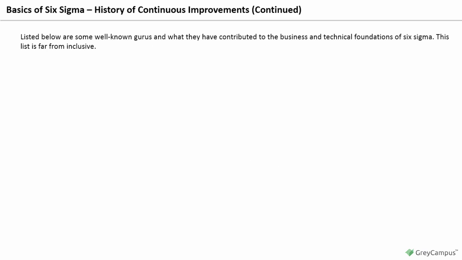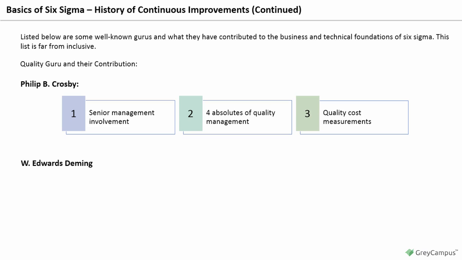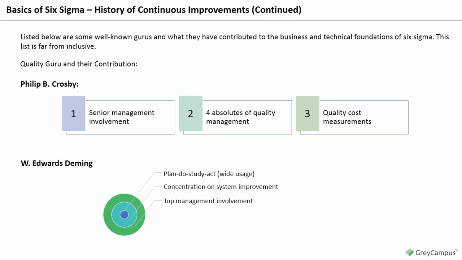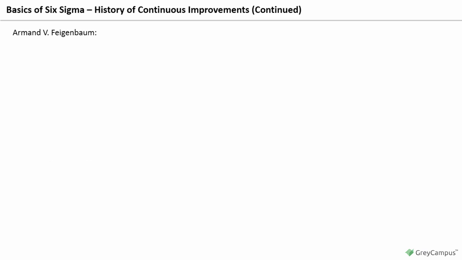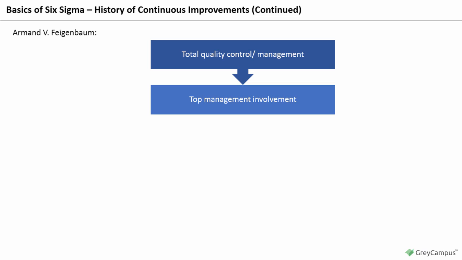Listed below are some well-known gurus and what they have contributed to the business and technical foundations of Six Sigma. This list is far from inclusive. Philip B. Crosby: Senior Management Involvement, 4 Absolutes of Quality Management, Quality Cost Measurements. W. Edwards Deming: Plan, Do, Study, Act, in wide usage. Top Management Involvement, Concentration on System Improvement, Constancy of Purpose. Armand V. Feigenbaum: Total Quality Control and Management, Top Management Involvement.